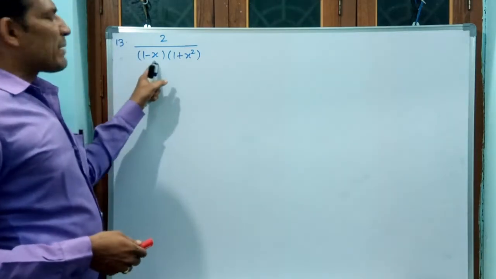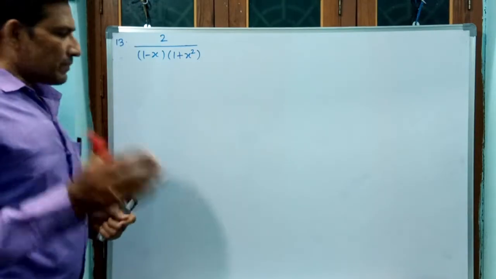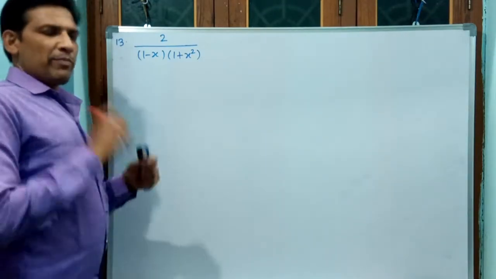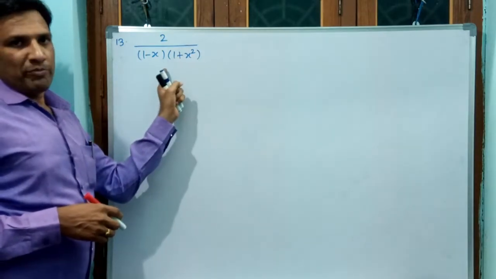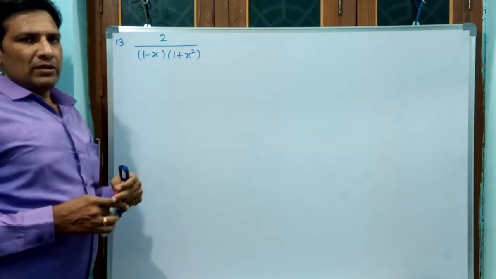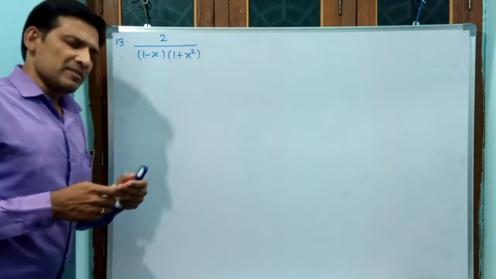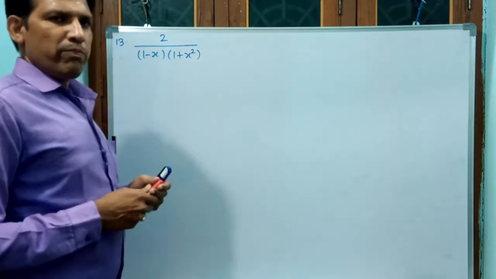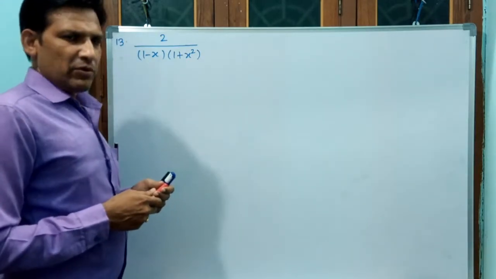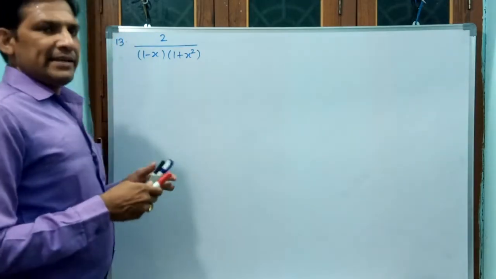You see, 1 minus x you can easily write, but what about 1 plus x square? First of all, is it a proper fraction? Yes, definitely a proper fraction. Why? Because here in the denominator a cubic expression is there, and the numerator is not even linear, it is a constant. That is why the numerator power is less than the denominator power, so this is a proper fraction. Proper fraction means we can proceed further. See how I am tackling this question.